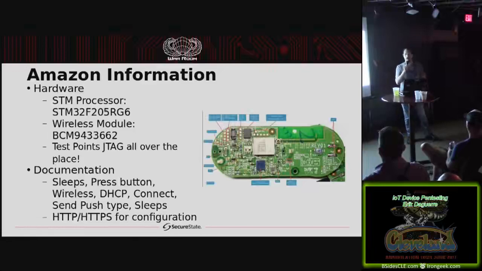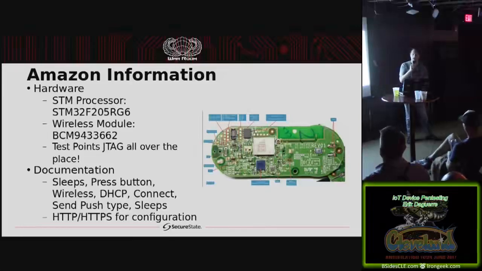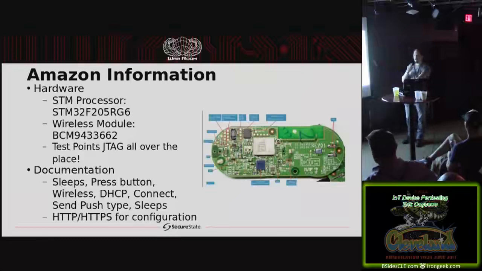So anyways, this thing sleeps until you press that button. Then it's going to wake up. It's going to connect to your wireless. It requires DHCP. It's going to connect in. It's going to send its push notification up to Amazon's AWS server. The Amazon AWS server is going to process that based upon the type of push button that you did. And then Amazon's AWS service is going to take care of the rest of the dirty business. That's it. That's all this thing does. Very simple. You push a button, it sends one HTTP request up to Amazon.